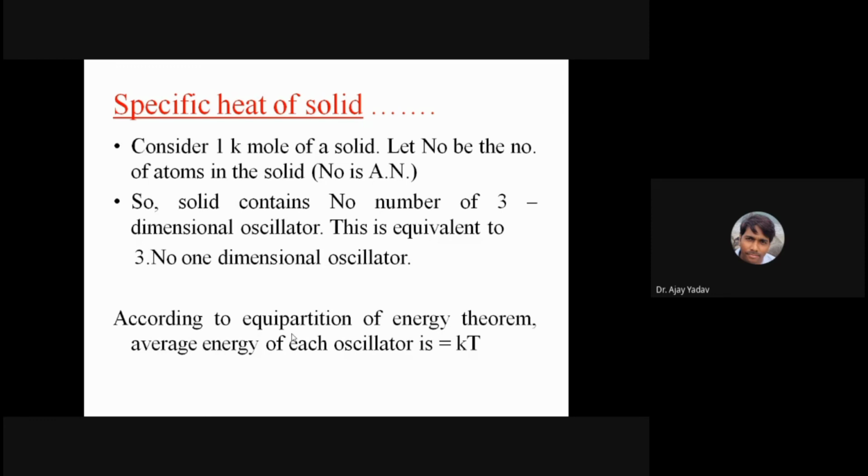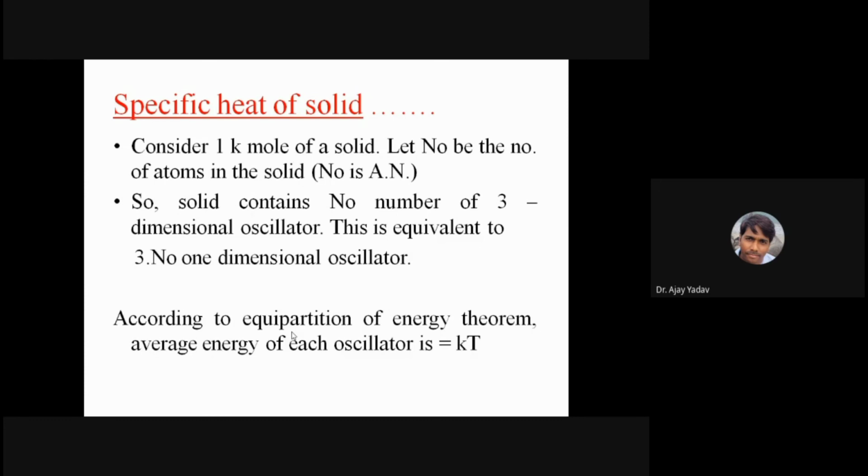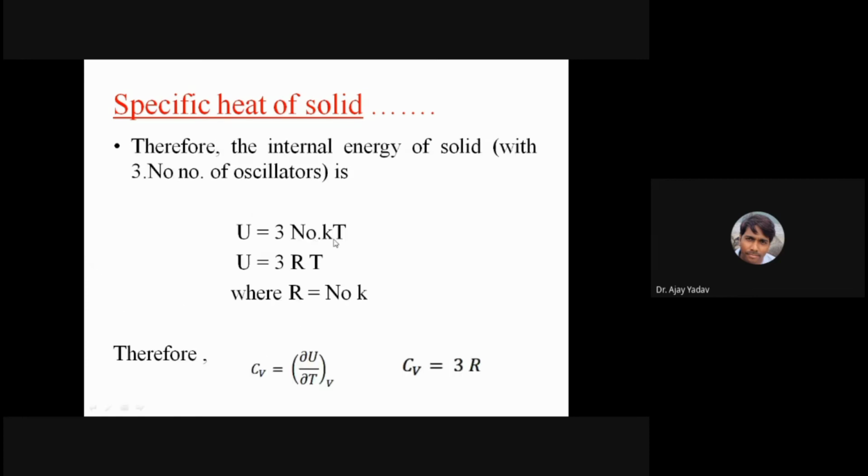Now you have 3N0 number of oscillators. So what will be the total energy? If you have 10 oscillators and the average energy of each oscillator is kT, then for 10 you will get 10 kT. Internal energy will be 3N0 into kT. Now N0 into k is R; N0 is your Avogadro's number, k is the Boltzmann constant. So that product is R, the gas constant. Therefore the total internal energy of the solid having 3N0 oscillators is U equals 3RT. Now you know the formula. Heat capacity at constant volume is dU by dT.